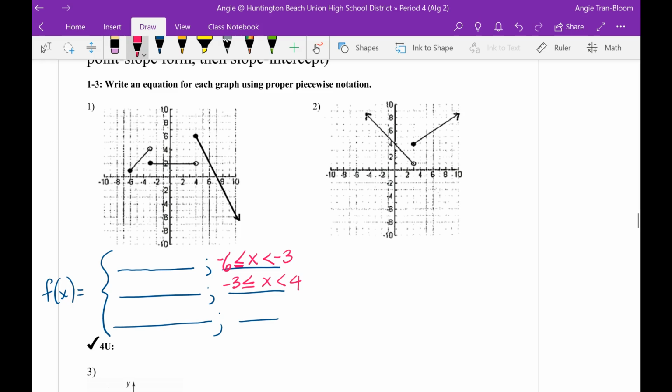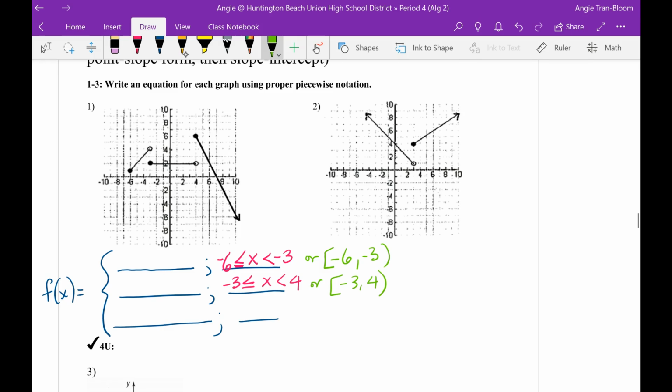You know how we've been learning interval notation? You can also do this, guys. You can also go -6 to -3, okay? And -3 to 4. That is also acceptable if you choose to use notation like that. I will take the x inequality or the interval notation.